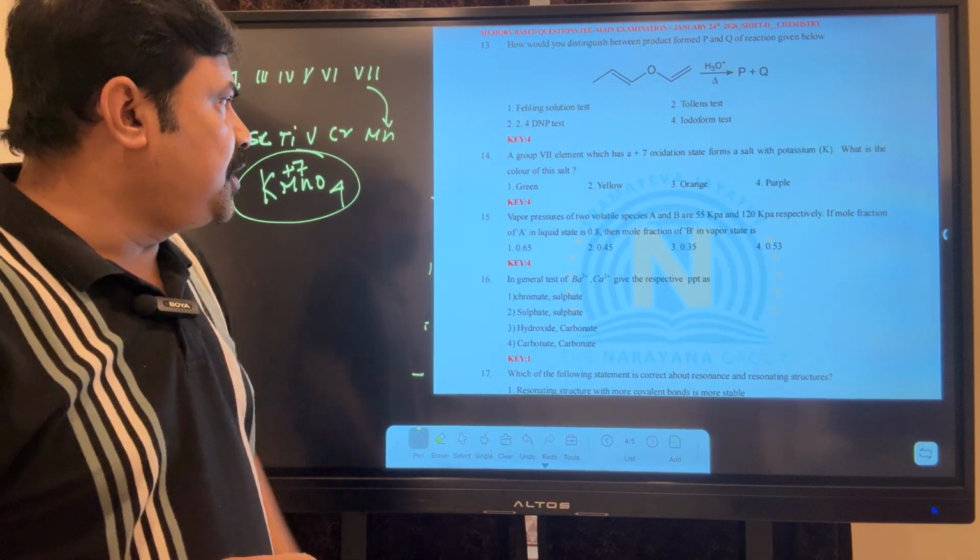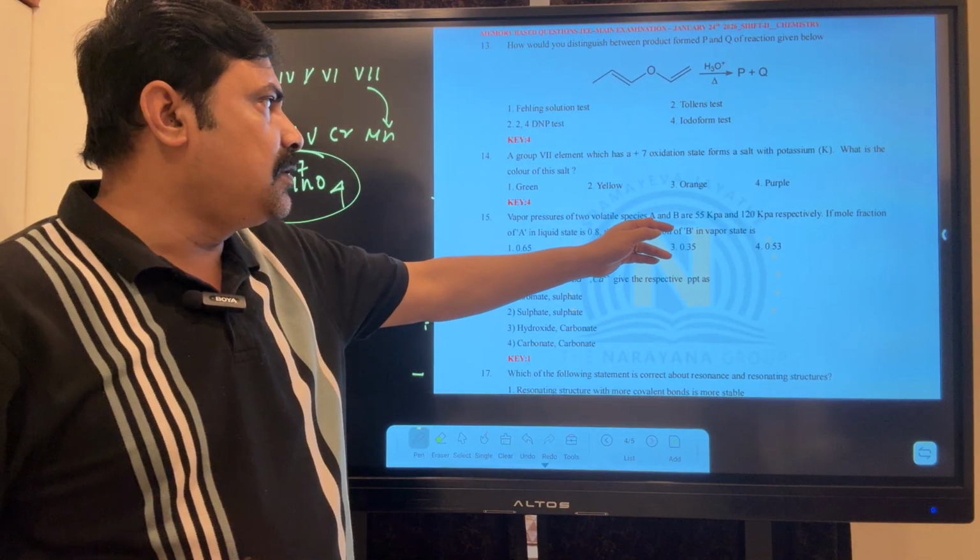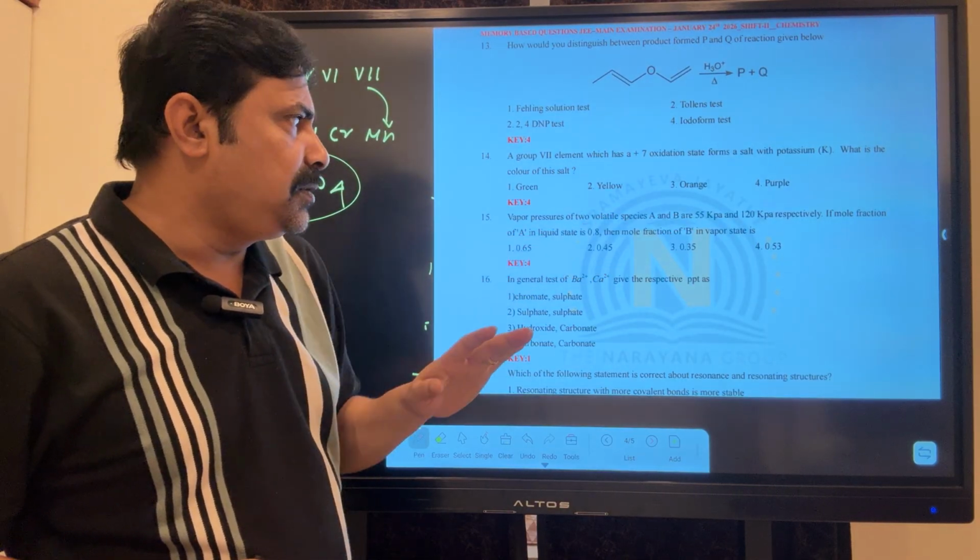The group 15 question is a very easy question. They are asking about the vapor pressure of two volatile species A and B. They are giving the pure form.